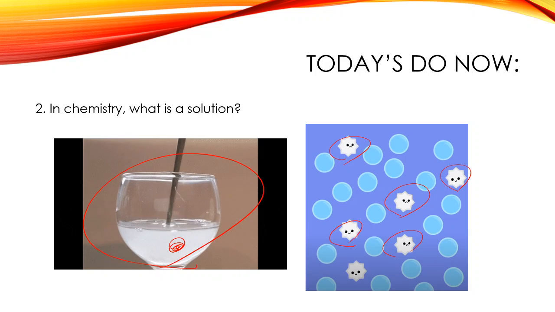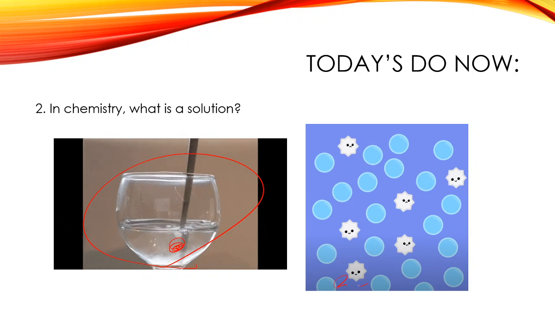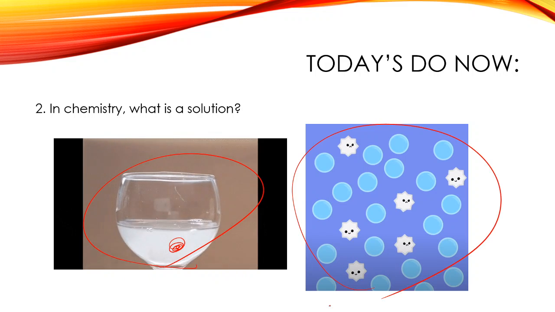This is considered a solution because you don't see all the sugar particles clumped up together in a pile down here. They're spread evenly among all the water particles. If you could zoom in super close on any solution, that's what you would see. The particles spread together evenly. That's what makes a solution.